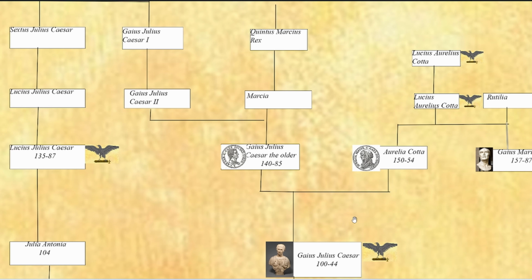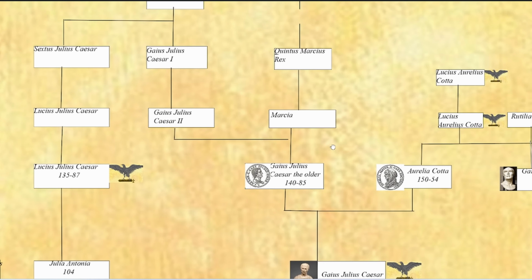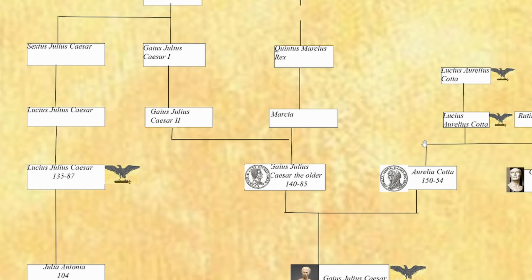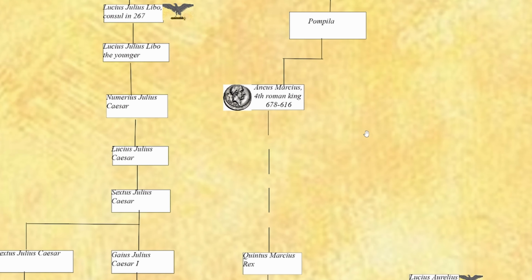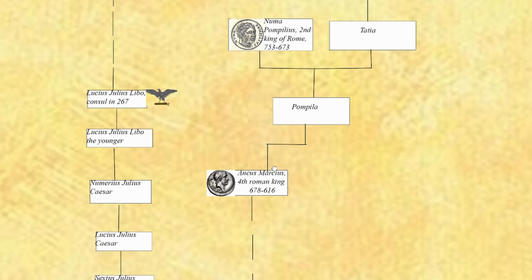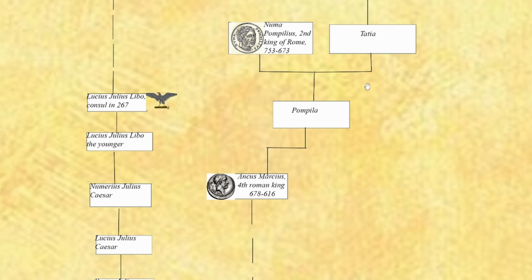Now, when we move to the father of Gaius Julius Caesar and to his grandmother Marcia, we can track her ancestors to the kings of Rome. One of her ancestors was Ancus Marcius. He was the fourth Roman king, and his mother was Pompilia.